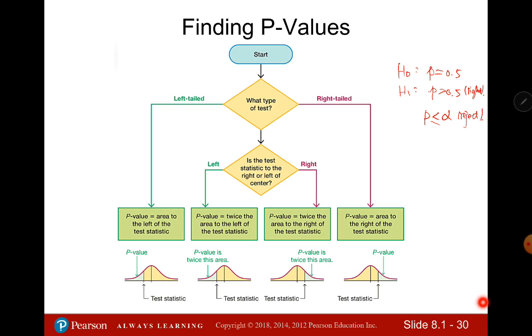Similarly for the left tail. What kind of test do we say is left? For example, this time we have this hypothesis. Remember, the null always has the equal sign, but this time the alternative has the less than sign. Less than sign.